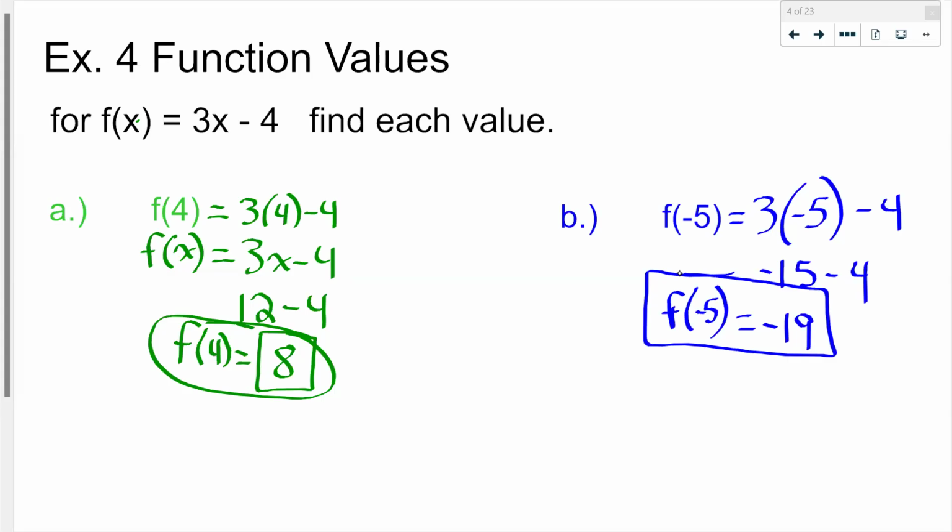So this is the function notation. With function notation, you find the function given. So here f of x equals 3x minus 4. We want to find f of 4, so we put 4 in place of the x, and then we solve to get a value. Here we want f of -5. We put -5 in place of the x, and then we solve for our value. Again, function notation is just basically another way of doing substitution.